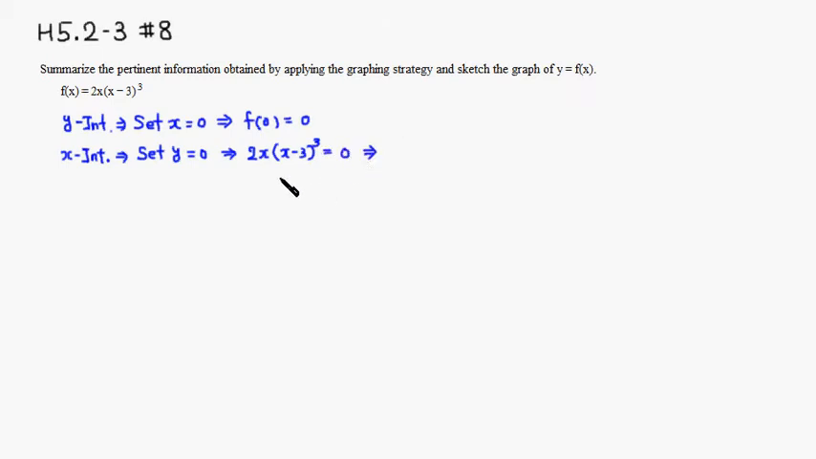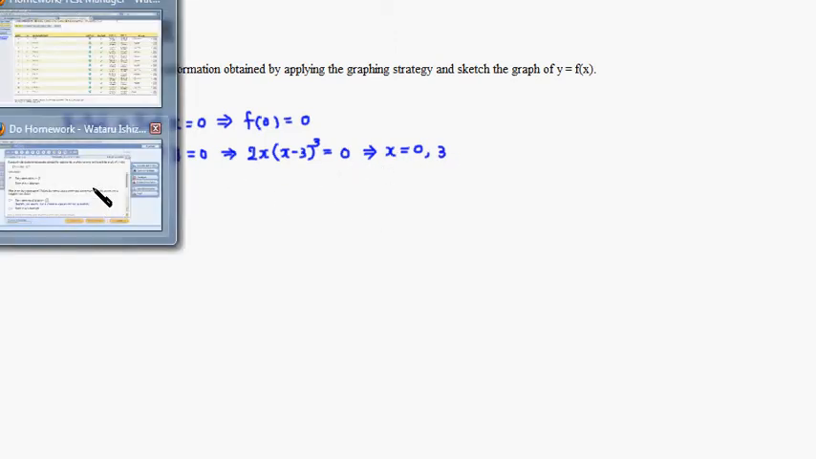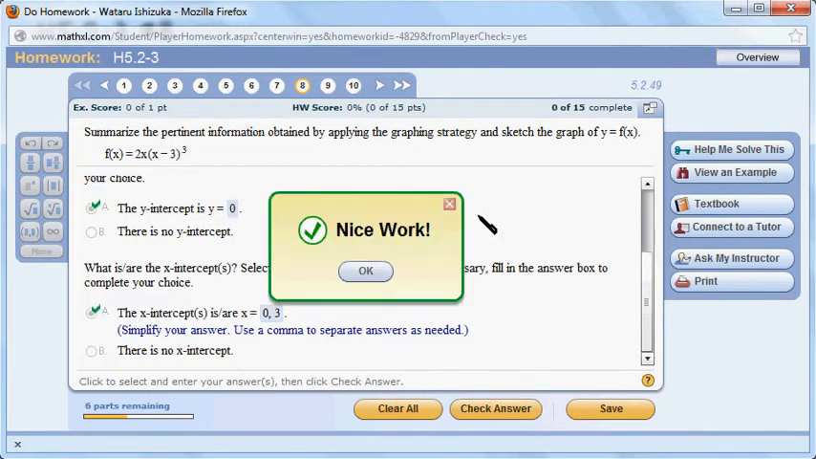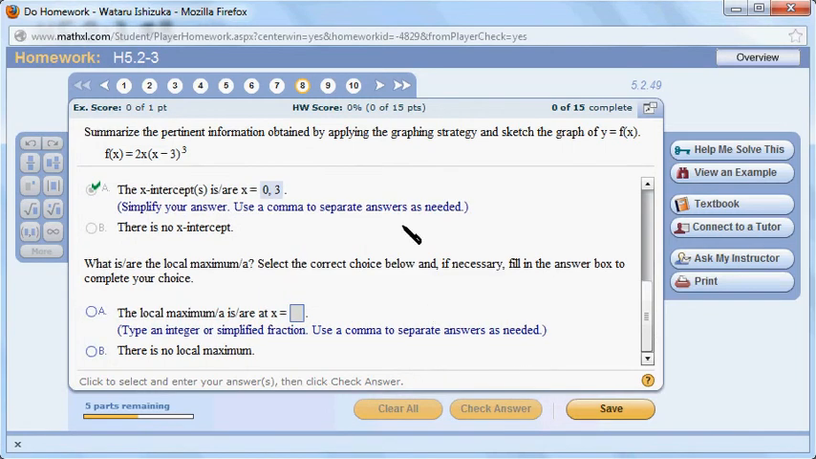Which is going to give us x equals 0. If we set x minus 3 equal to 0, then x equals 3. So 0 and 3. Let's go back and type it in. So it's 0, comma, 3. Let's check that. I got it.